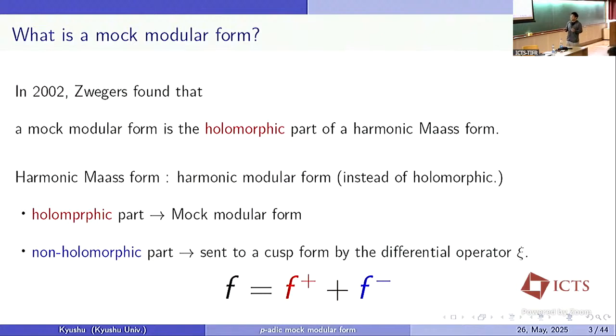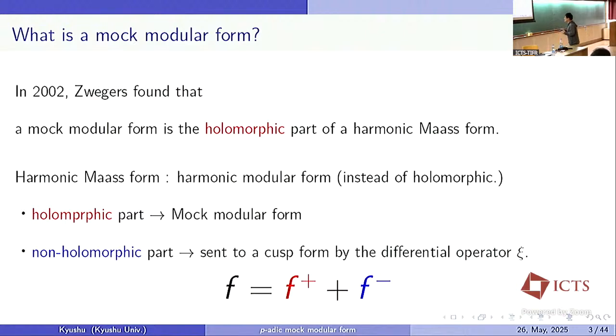Okay? And because of the harmonic property, it is known that every harmonic Maass form F naturally decomposes into two parts, the holomorphic part F plus and the non-holomorphic part F minus. And now we define the mock modular form as the holomorphic part of some harmonic Maass form. Furthermore, it is known that the non-holomorphic part of the harmonic Maass form is sent to the cusp form by the differential operator xi_k. Okay?